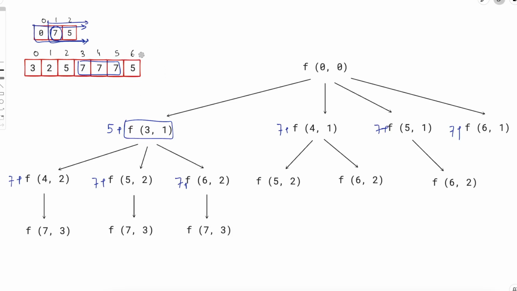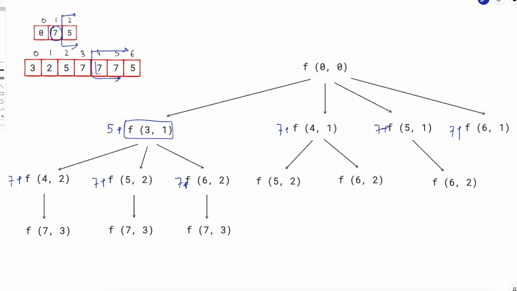So once we have expanded this, let's try to expand f of 4 comma 2, right? Again, f of 4 comma 2, what does it mean? It means you have to start at index 4. So this is the array you are looking at, 7 7 5, and you need to partition it into everything starting at index 2, that is one partition with an AND of 5.